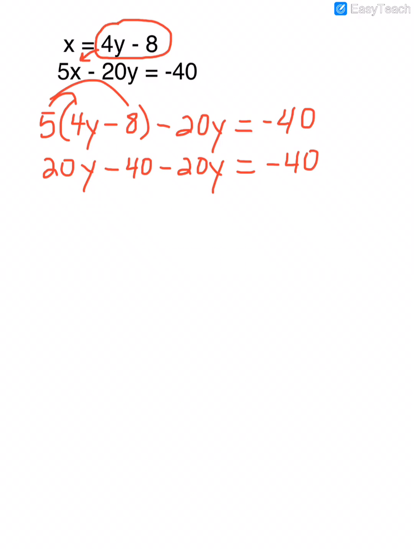Well, when I combine like terms, 20y and negative 20y, these two cancel out. And I'm left with negative 40 equals negative 40. Okay, again, my variables canceled out, but this time I have a true statement. So if I have a true statement, that means that we have infinitely many solutions, and we can just abbreviate infinitely many solutions. And this would be a dependent system because the two lines are the same.